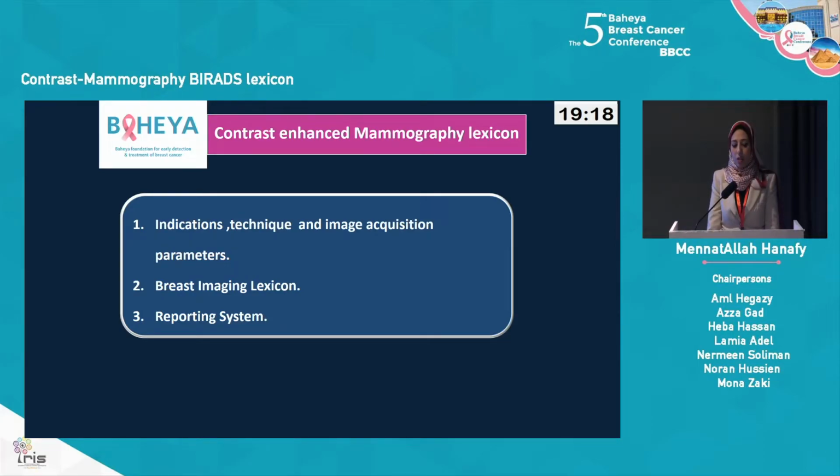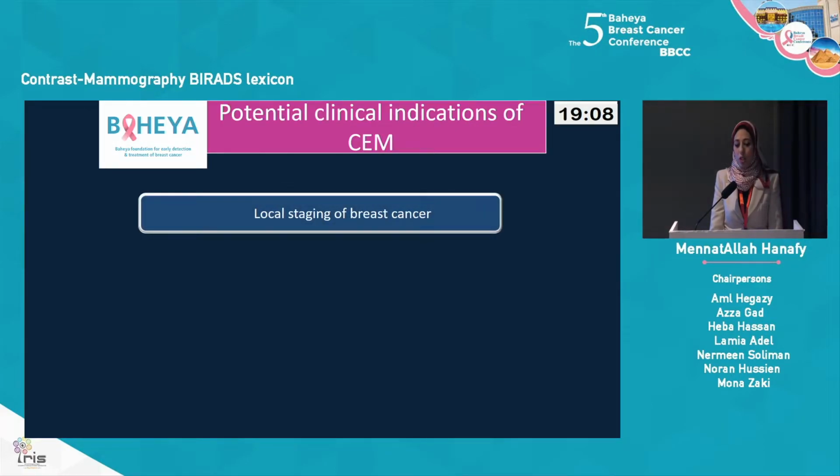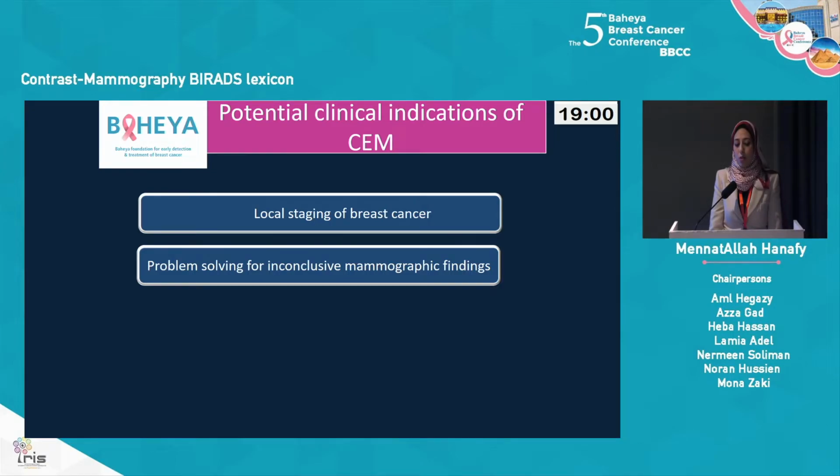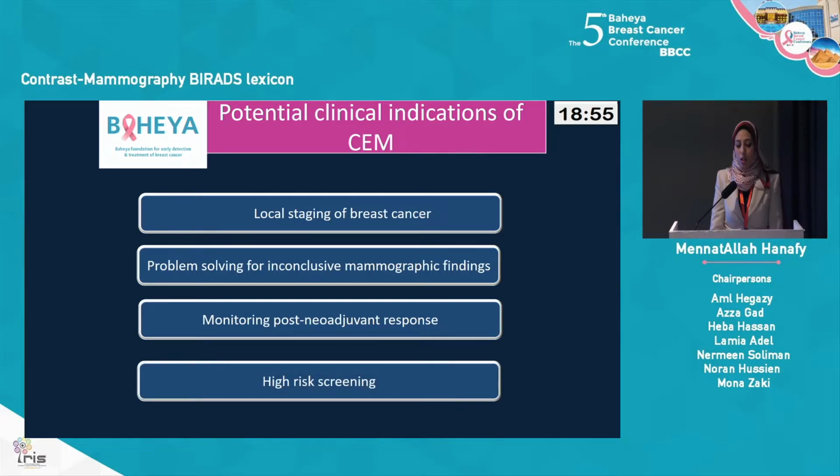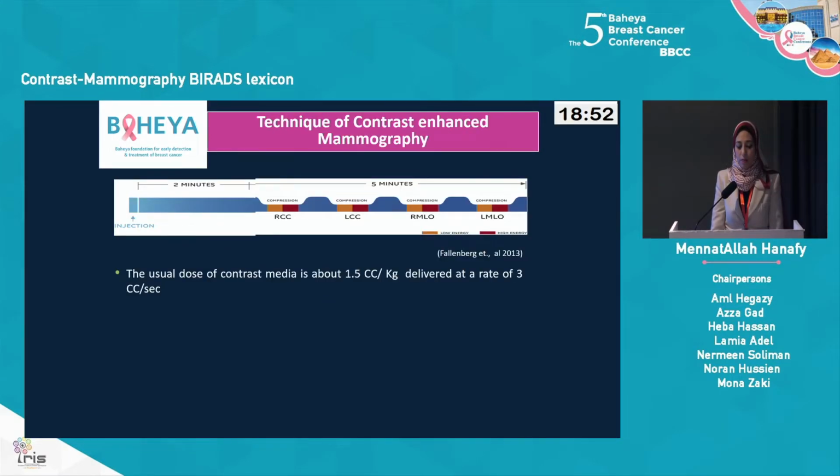The contrast-enhanced mammography lexicon includes indication, technique and image acquisition parameters, breast imaging lexicon, and reporting system. The potential clinical indications are local staging of breast cancer, problem solving for inconclusive mammographic findings, monitoring post-neoadjuvant response, and high-risk screening. As for the technique, the usual dose of contrast media is about 1.5 cc per kilogram, delivered at a rate of 3 cc per second.